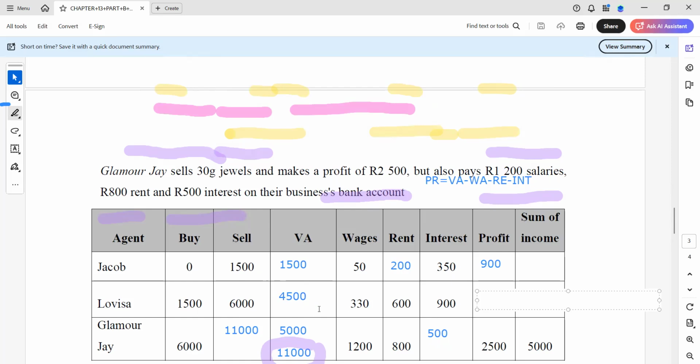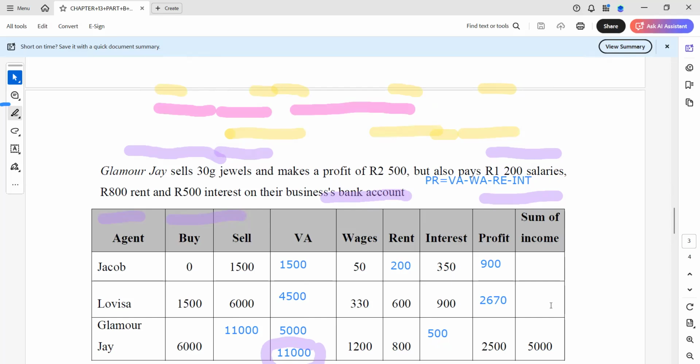From this value added, you still have to pay the workers. So 330. And then you also have to pay rent, 600. Also have to pay interest, 900. Then you can have your profit. So let's calculate, guys. 4,500 minus 330 minus 600 minus 900. What do you get? Okay, I'm getting 2,670. And here we've already calculated for this one.